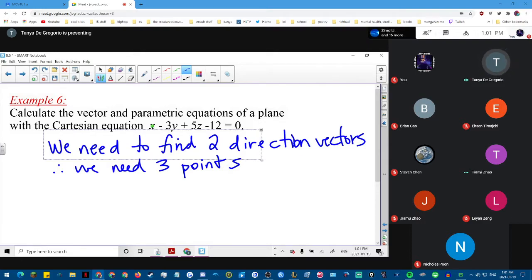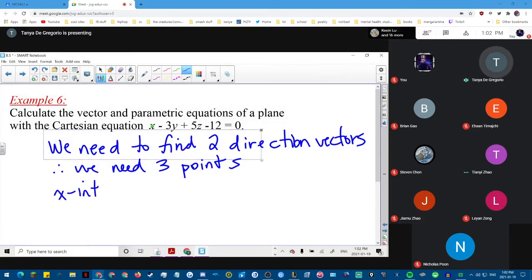How would you find points on this plane? Sub in random values for x and y, solve for z. Exactly. Sub in random values, either for x and z, solve for y, or for y and z, solve for x. It doesn't matter, because as long as this equation is true, the point lies on the plane. So I always like to make my life easy. And so what I'm going to find is the x, the y, and the z intercept. Don't have to, but it's easy.